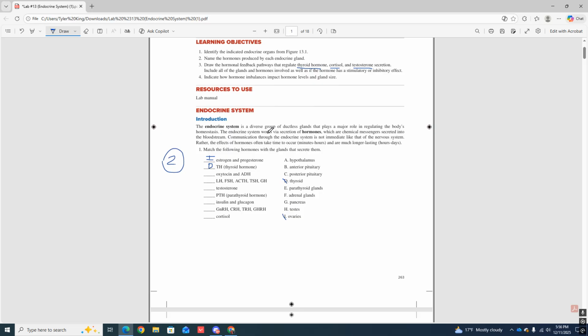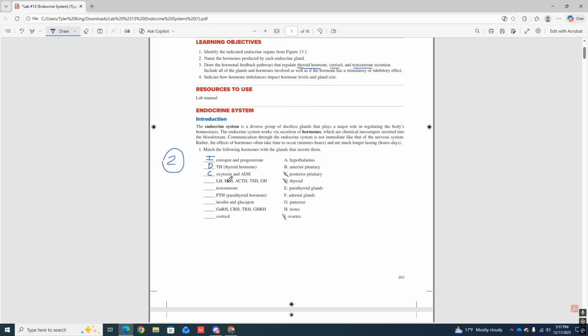Nice job. Then we have oxytocin and ADH. This is the first of the ones you may or may not have heard of before. These are produced by the posterior pituitary, letter C there. ADH stands for antidiuretic hormone. If anybody has ever partaken in drinking adult beverages and wondered why you have to go to the bathroom so much, this hormone is blocked from being released. Antidiuretic means you don't have to go to the bathroom, but if we block your ability to release this, we let the floodgates open. So alcohol prevents this from being released, which is why you have to go to the bathroom so often if you drink adult beverages.